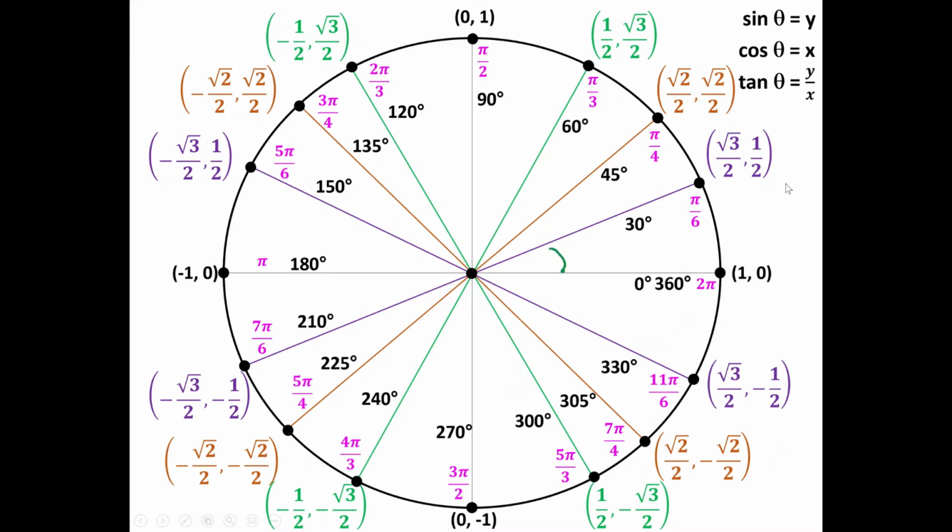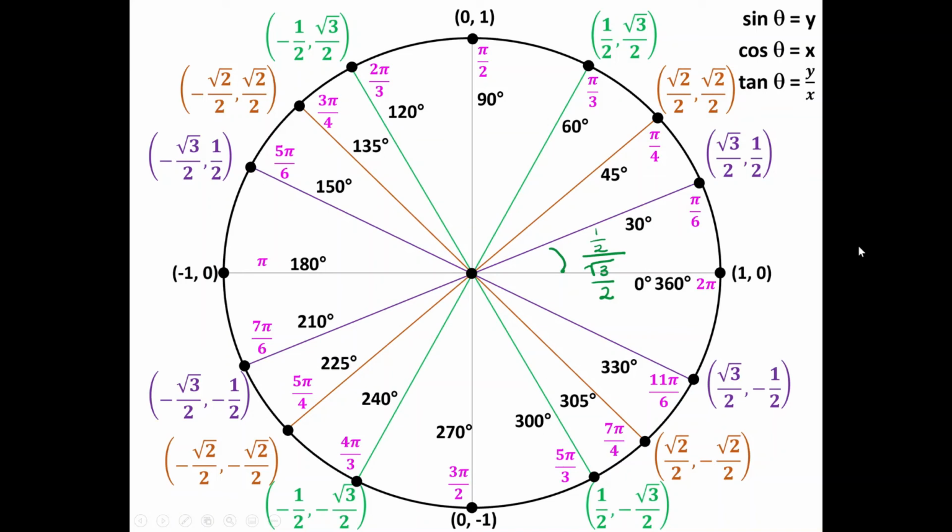So let's say I want to find tangent 30 degrees. I know that tangent of 30 degrees, the opposite side is 1/2, or the y value is 1/2. I'm going to divide that by the x value, which is the square root of 3 over 2. So let's show how we break this out.